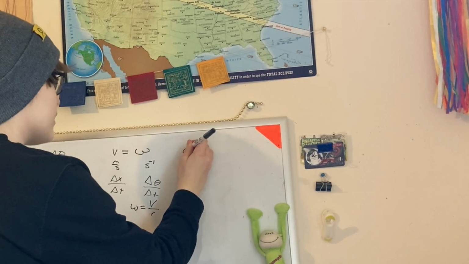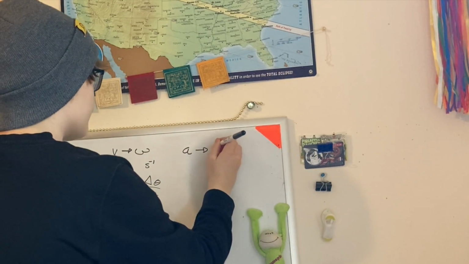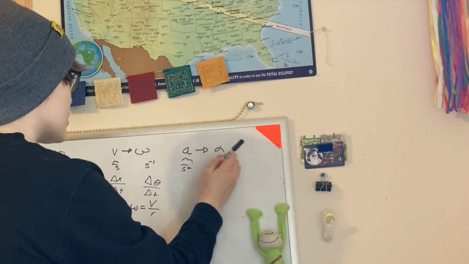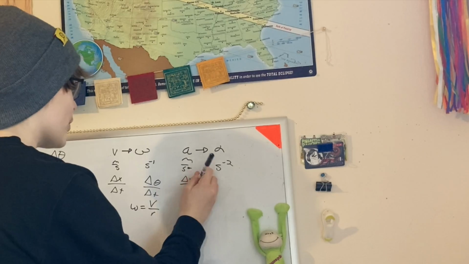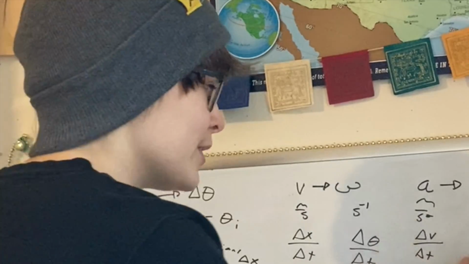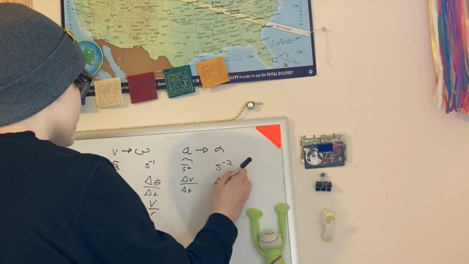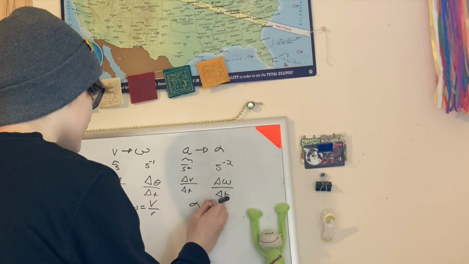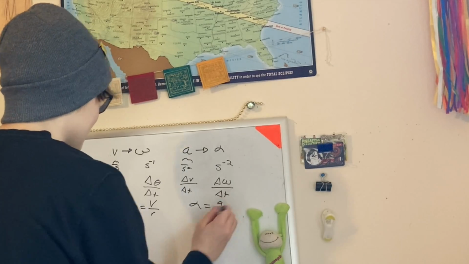Then finally we have acceleration. This becomes alpha. Oh geez, that's a bad alpha. This is in meters per second squared. This is just the formula for acceleration. It's the same thing, but now it's delta angular velocity over time. And you guessed it, it's the exact same thing. You just divide it by the radius.